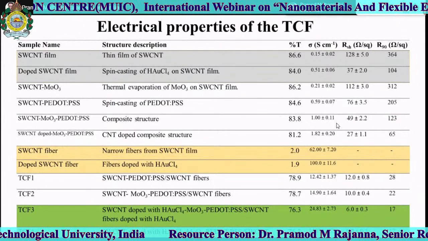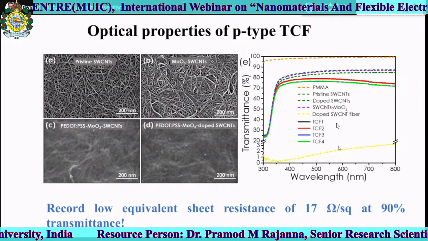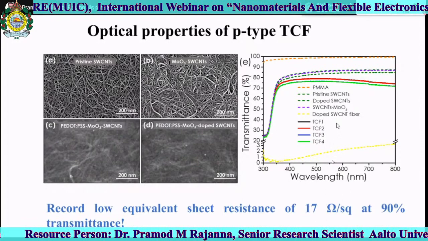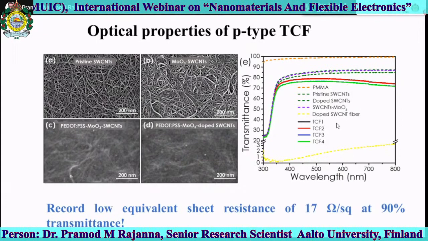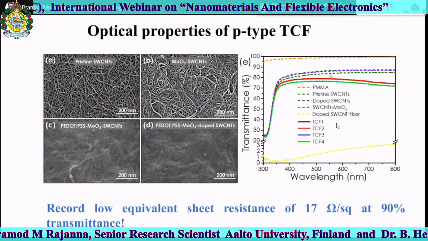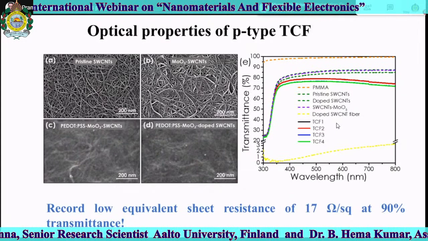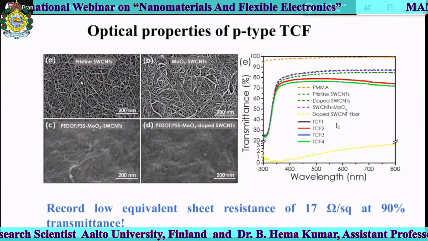So if you look at the optical properties, it's very clearly seen here. The orange dotted lines are the PMMA and the pristine carbon nanotubes. When we look at 550 nanometers, it's nearly 90%. And then when we have these stacks, the transmittance slowly reduces. But when we recalculate everything at 550 nanometers, we have a sheet resistance of 17 ohm per square. And this is how the surface morphology looks.